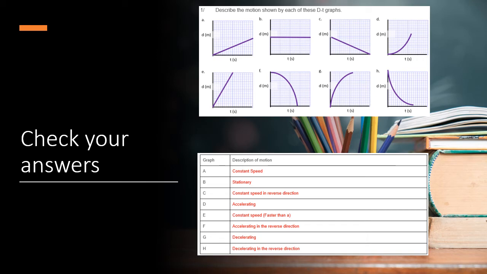Graph E is showing a constant speed, which is faster than A, and we know this as the gradient of the line is steeper. Graph F is showing acceleration in the reverse direction. Graph G is showing an object decelerating. And graph H is showing a deceleration in the reverse direction.